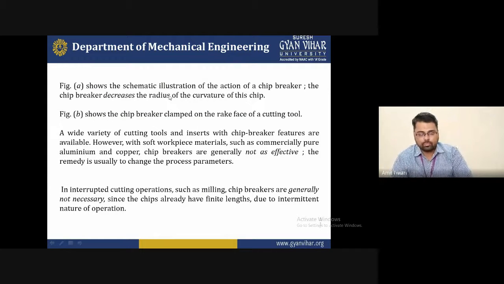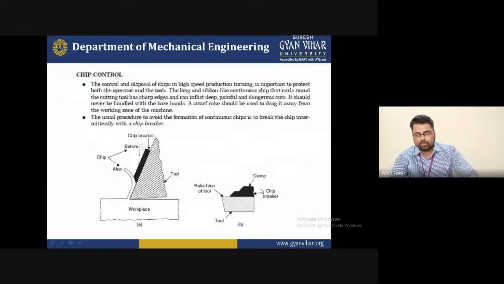And figure B shows the chip breaker clamp on the rake surface of the cutting tool. You can see in this diagram at point B that the clamp chip breaker is attached to the tool face, and chip clamps are available on the surface of the tool. During machining, the larger or positive the rake angle, the more it improves the surface quality of the tool, and of the workpiece also.